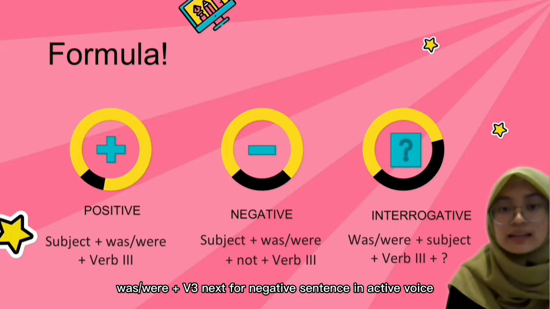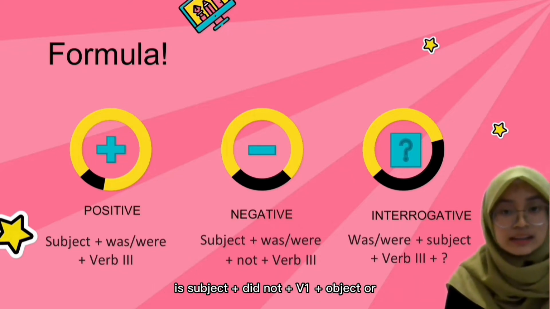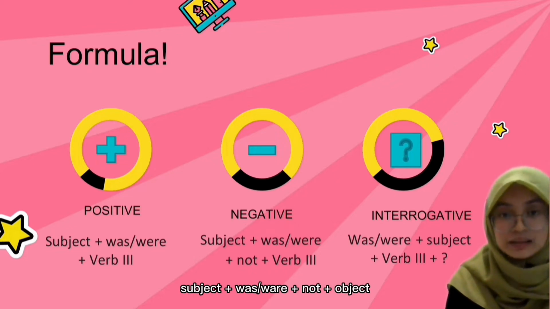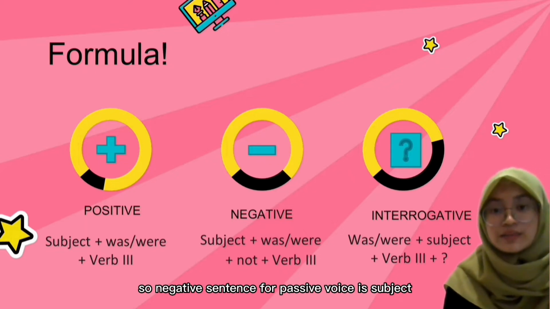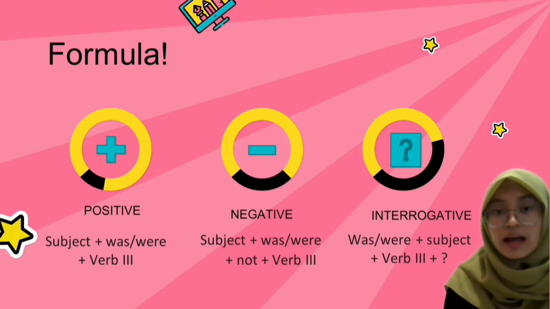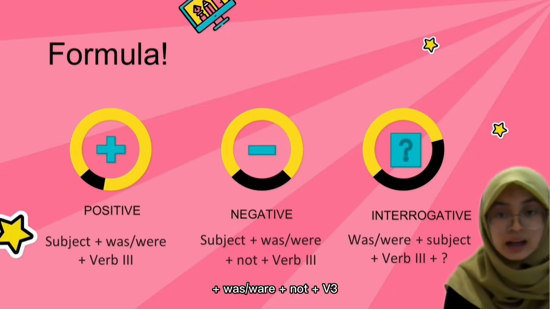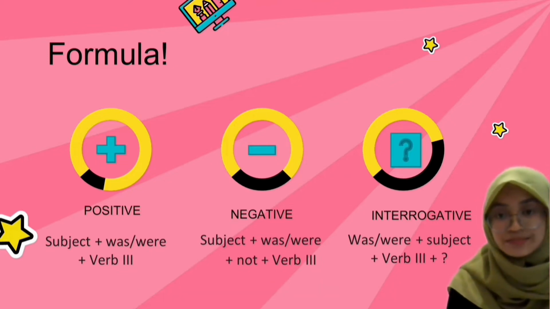Next, for the negative sentence, the active voice is subject plus did not plus verb 1 plus object, or subject plus was/were plus not plus object. So the negative sentence for passive voice is subject plus was/were plus not plus verb 3.